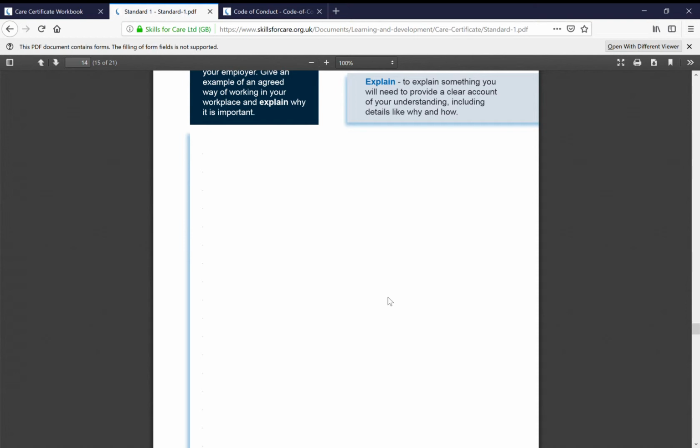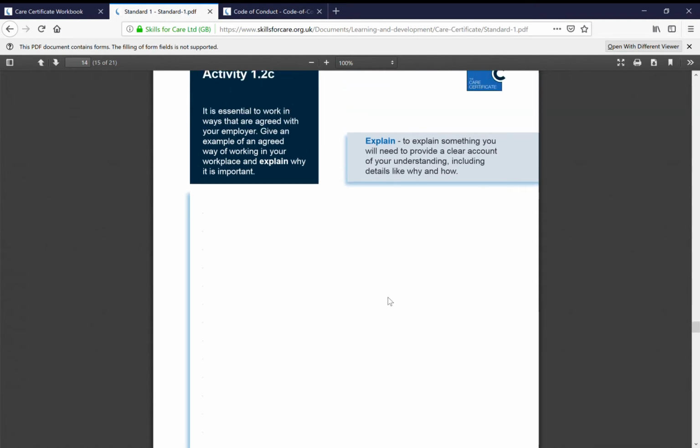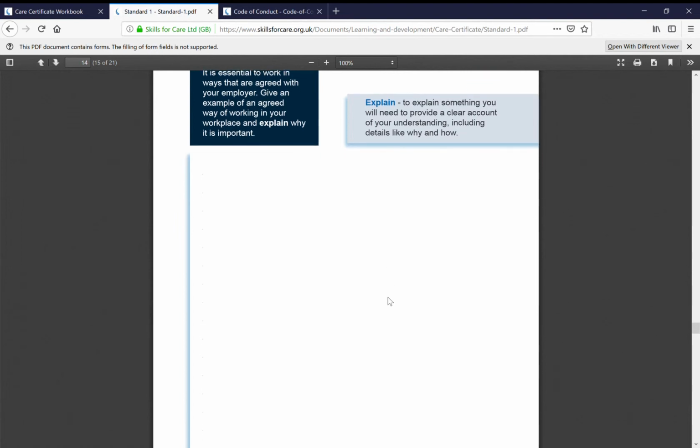So maybe no high heels or no long or false nails and things like that. Why is that important? And think of people that it might affect. So it might affect you, it might affect your manager, it might affect the reputation of the business, it might affect the patient, it might affect the families. High heels, moving and handling, it might affect your ability to work. So why is it important to work within agreed ways of working?